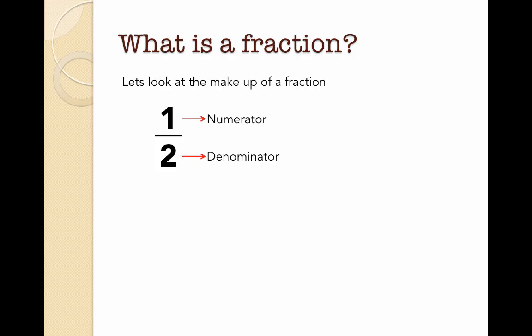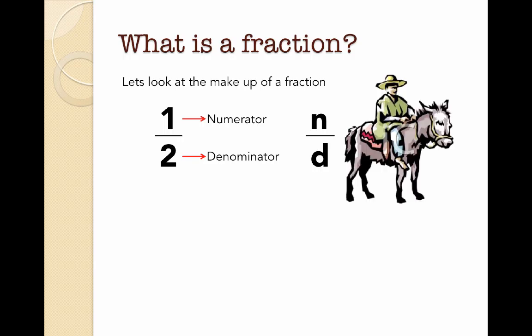Now you need to work out a way to remember which word goes with which number. I like to think of N for numerator at the top, and D for the denominator down the bottom, or even Ned riding the donkey. Ned being on top, D the donkey always being down. That's one way to remember.